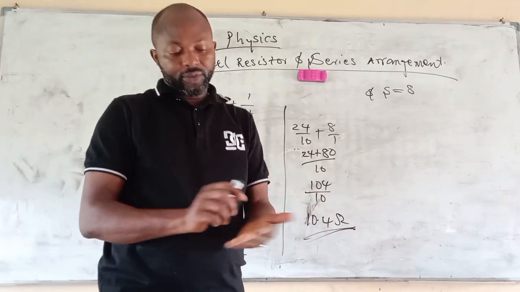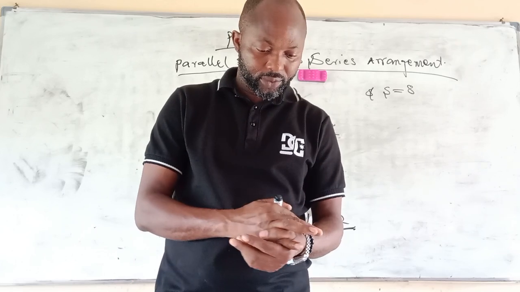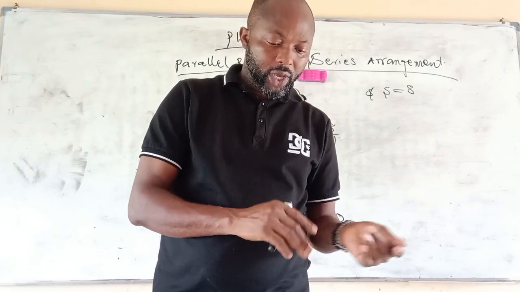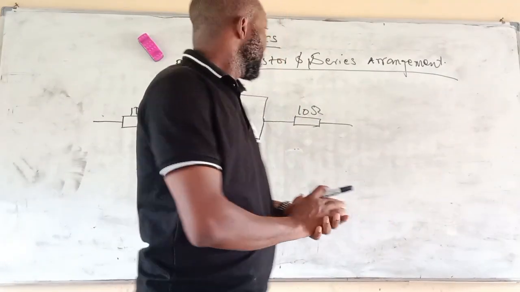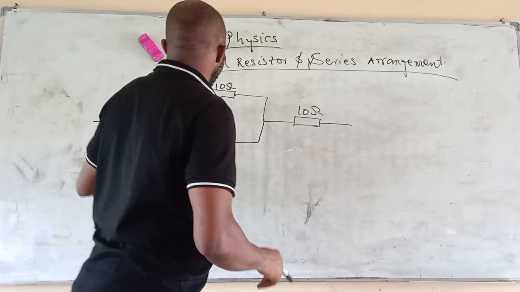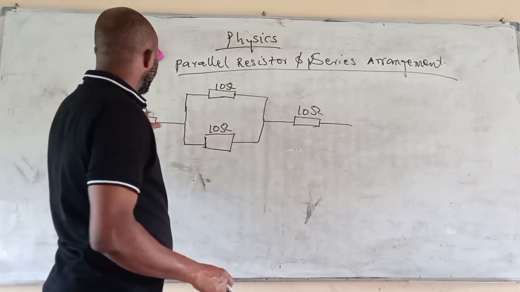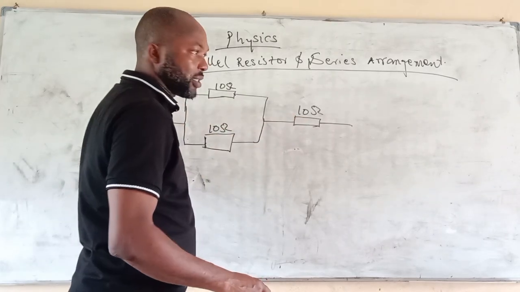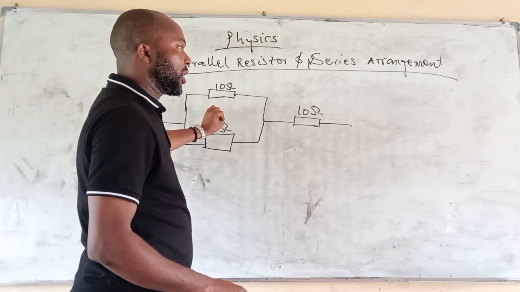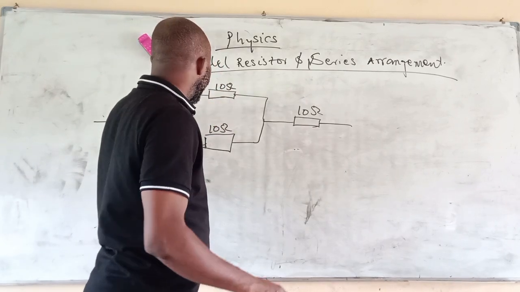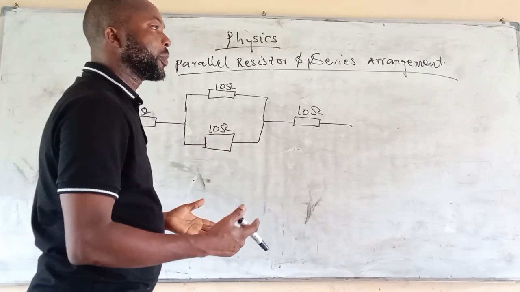All right. Let's take a couple more questions. Okay. Now let's look at this. These two resistors are in parallel to each other, but this and this are in series with each other. So it means we're going to calculate this in parallel, then place it down here, and the three of them will become what? In series. So first of all, let's do the parallel.